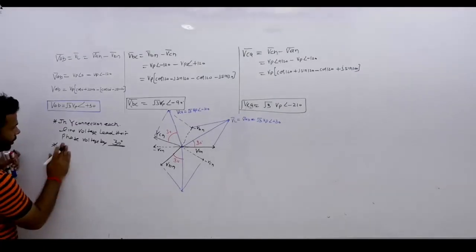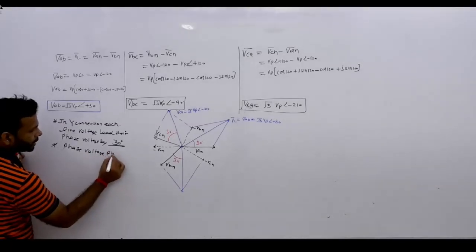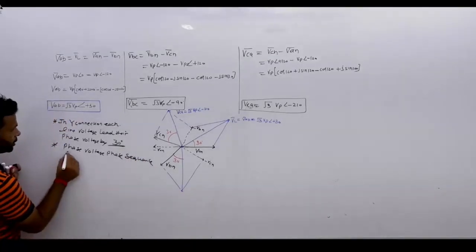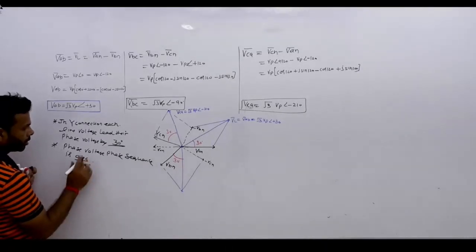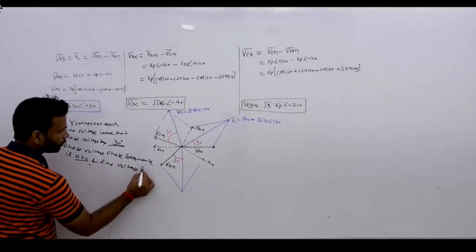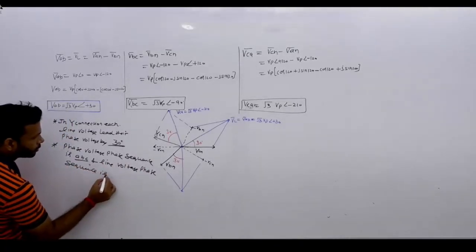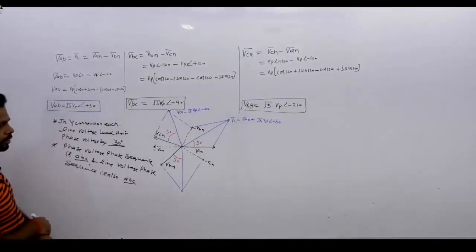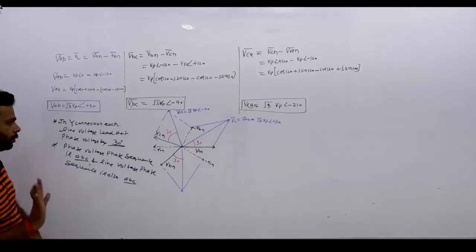Okay, now the next conclusion. Since the phase voltage phase sequence is ABC and the line voltage phase sequence is also ABC. That means if you are having ABC phase sequence for the phase voltages, then you are getting the same phase sequence for the line voltages.